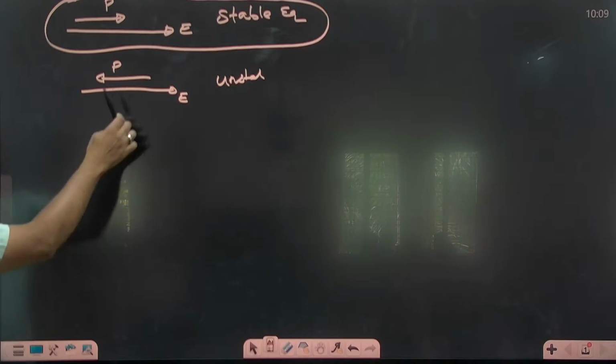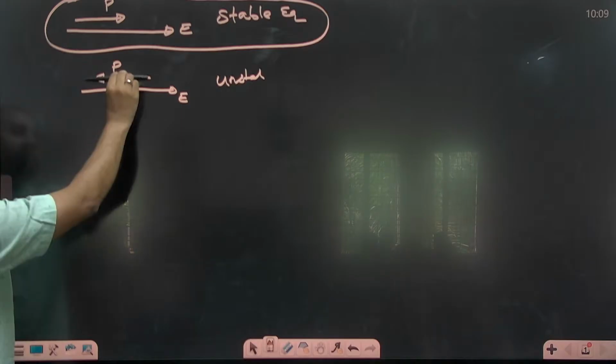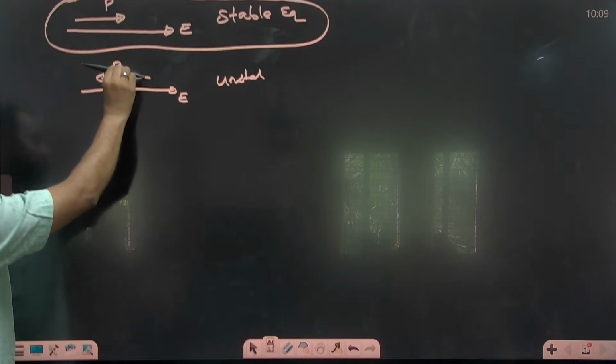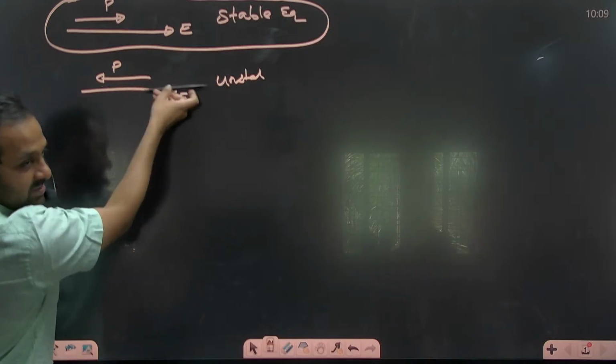If you talk about unstable equilibrium position, what happens if you simply rotate it by a very small angle? What will it do? It will completely rotate and come to this stable equilibrium position.